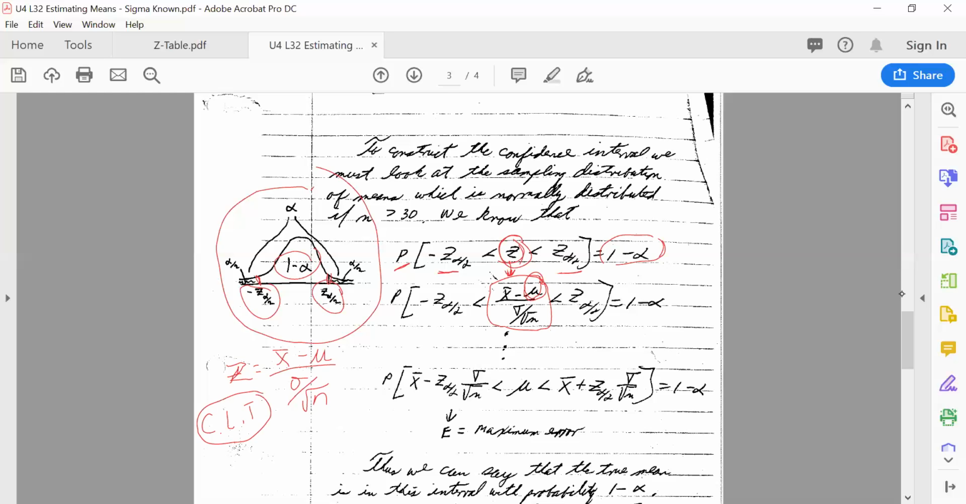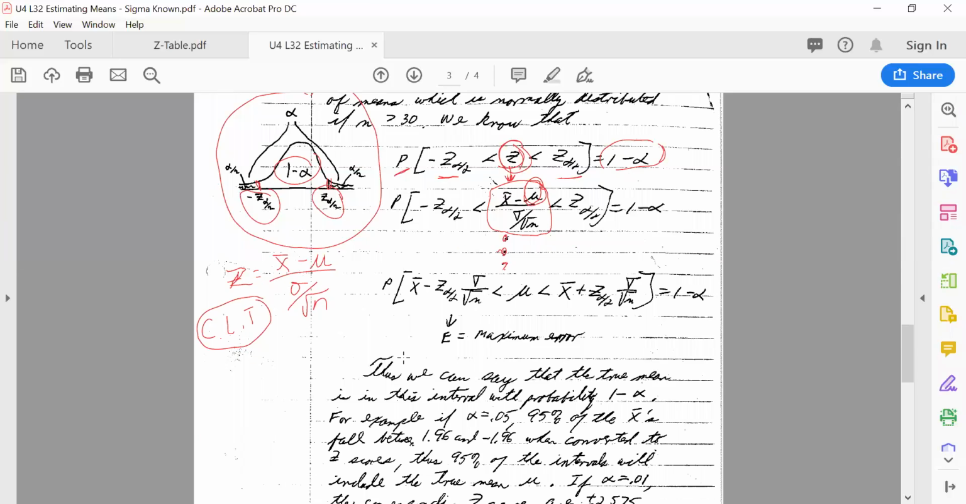So I'm going to do some algebra right now to get mu by itself. Ready? Here's the algebra. There it is. And what you get is this wonderful looking inequality. X bar minus z-score at the alpha over 2 level times (sigma over root n), I'm going to put parentheses around that just so you understand it's times the sigma over root n, is less than mu. Mu is in the center of the inequality, which is less than x bar plus the z-score at the alpha over 2 level times sigma over root n, equals 1 minus alpha.